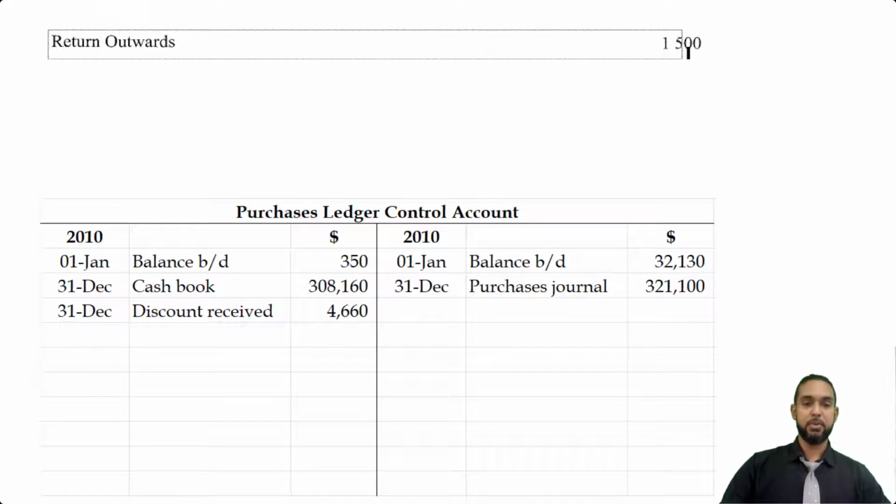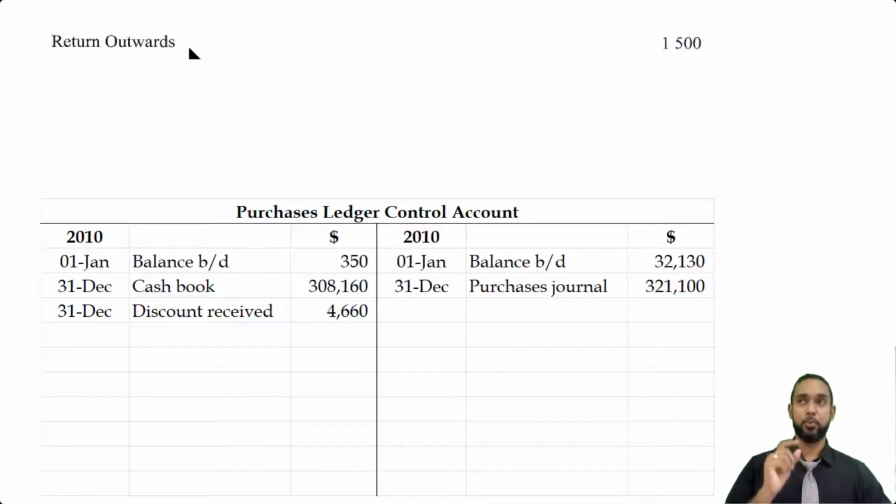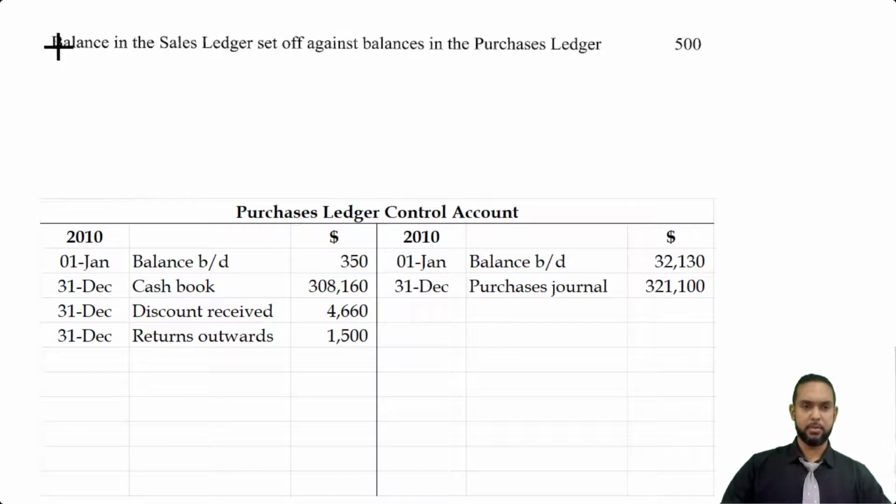Similarly, returns outwards will go on the debit side because when we send back goods that we previously bought on credit, we no longer have to pay for those goods, especially if something was wrong with them. So therefore, we are reducing our liability, which will of course be recorded on the debit side of the liability account. Right, so we could go to the set-off, right?